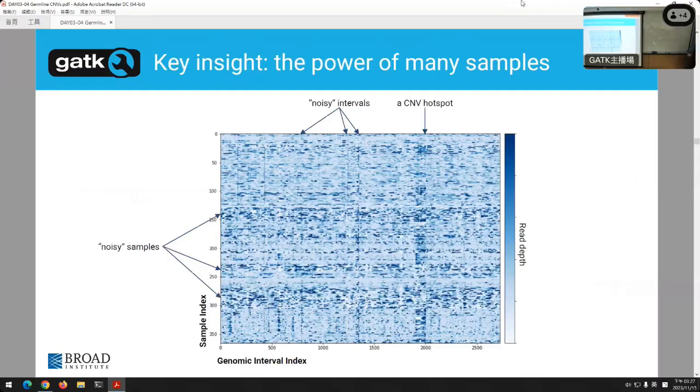find that the samples are on the y-axis. Some samples have more variation in copy number. Maybe those are just messy samples. Some genomic intervals have more variation in copy number than others. Maybe those are also just messy intervals. Or maybe some of those intervals are true recurrent CNV hotspots where copy number variation is common in the population. So with many samples altogether, we can start to learn those patterns.